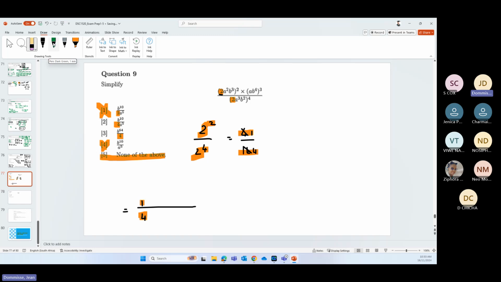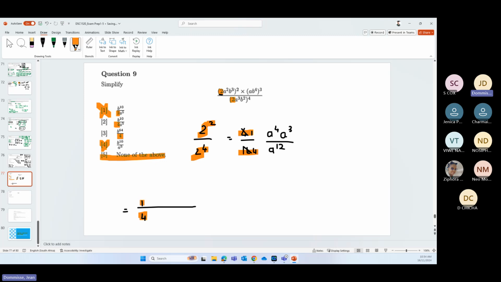Okay, so let's do the A's. So A to the power of 2, that is A4. Just doing the A's now. A to the power of 3 at the bottom. A4 to the power of 4, so it is A times 4, so it is A12.